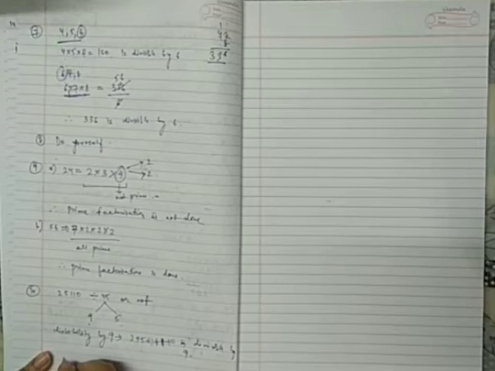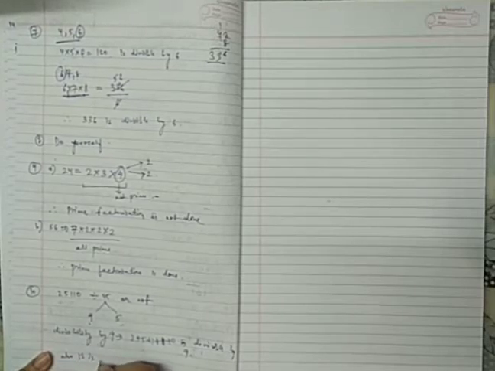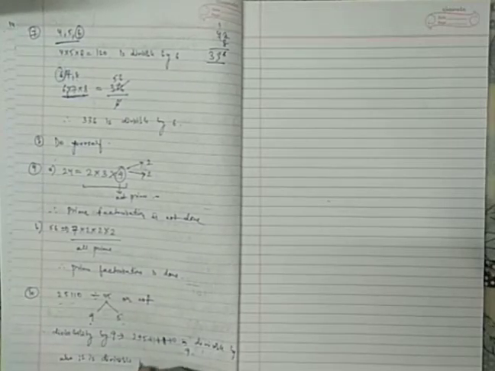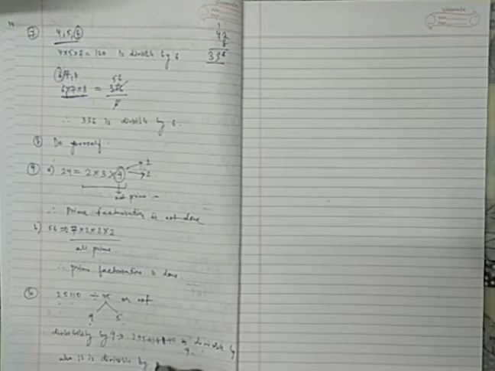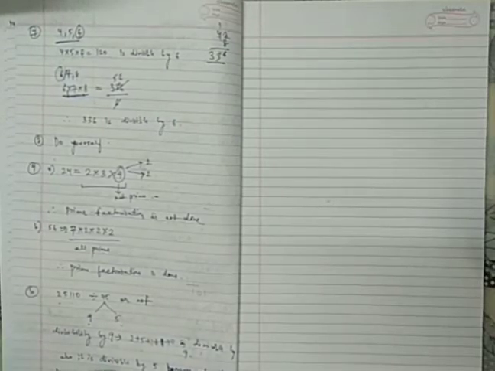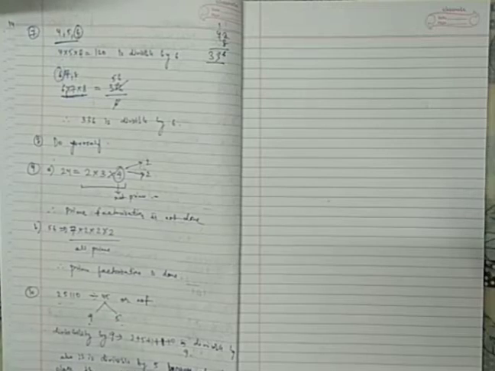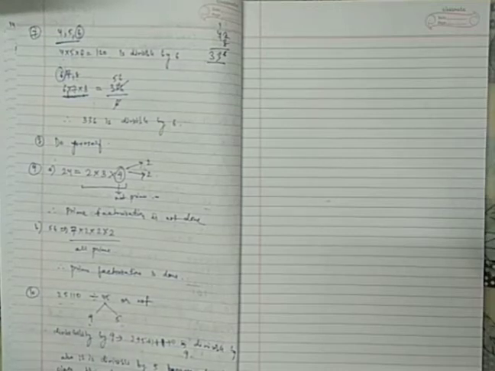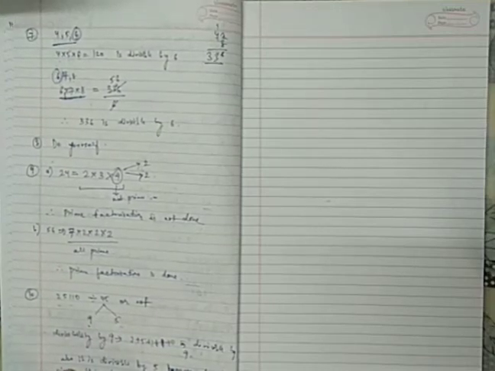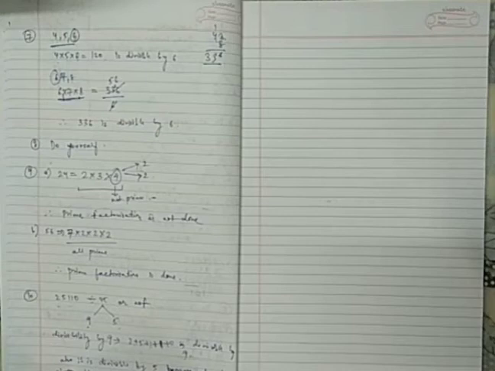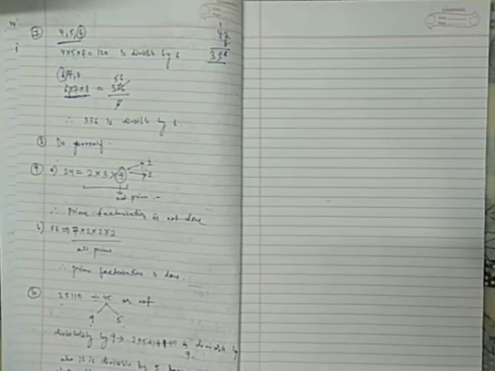Now also it is divisible by 5 because at one's place you have 0. Therefore, if it is divisible by 9 and 5, the number is divisible by 45. That is the product of 9 into 5.